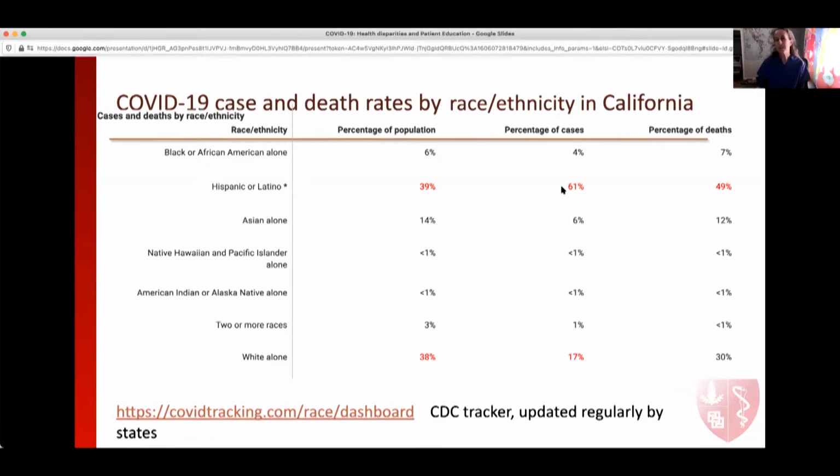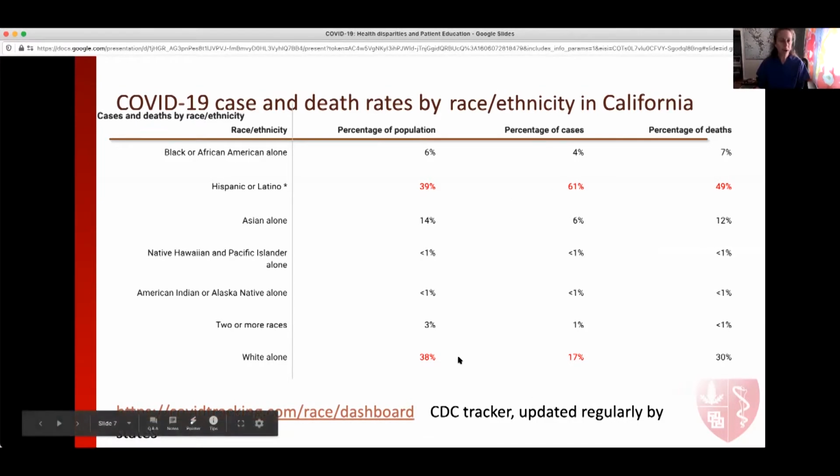Interestingly, despite comprising 61% of the cases, Latinos comprised only 49% of the deaths. While still higher than we would expect given the representation of the population, this is lower than we would expect given the percentage of cases. The reason is not clear at this point. Some people think it may be due to patients being of a younger age, but it's not yet clear.